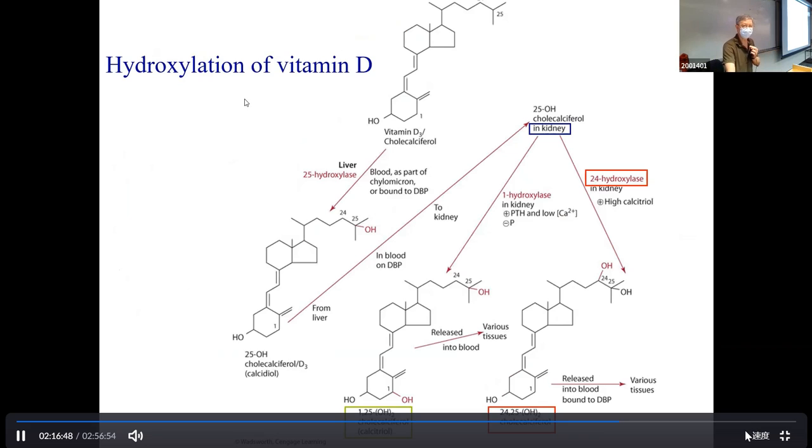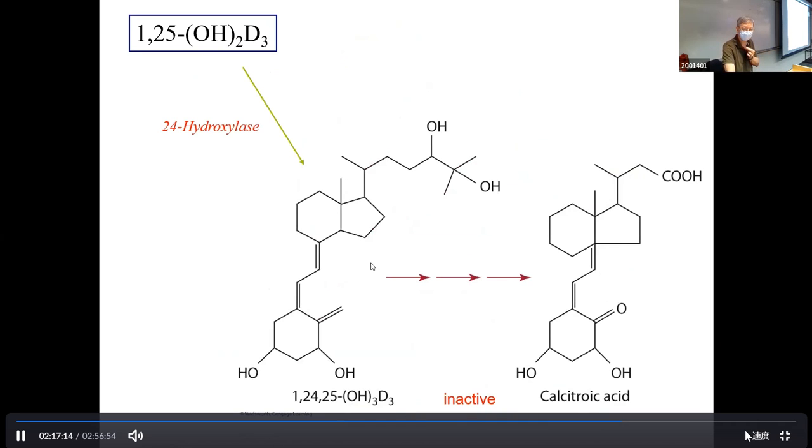Vitamin D, again, the key thing for you to remember will be 1,25. Hydroxylations can occur at other locations. For example, instead of 1,25, you can have 24,25, etc. But this is not the active hormone, so to speak. If you add another hydroxy group at the 24 position, you end up getting something called calcitroic acid, which is not active.